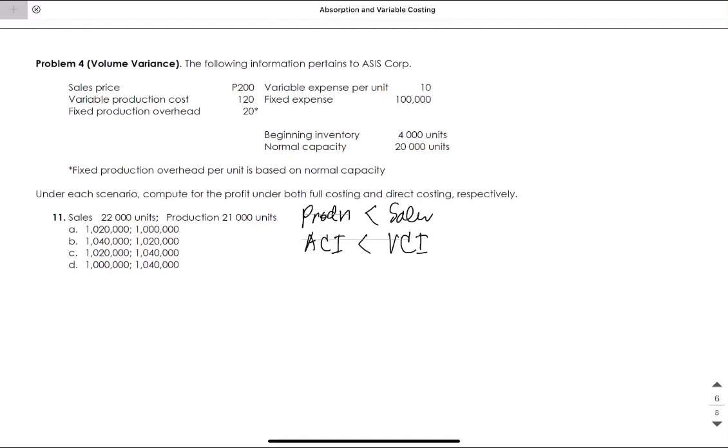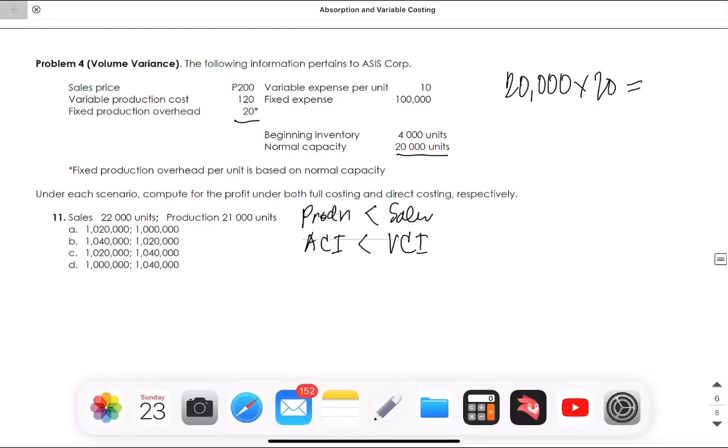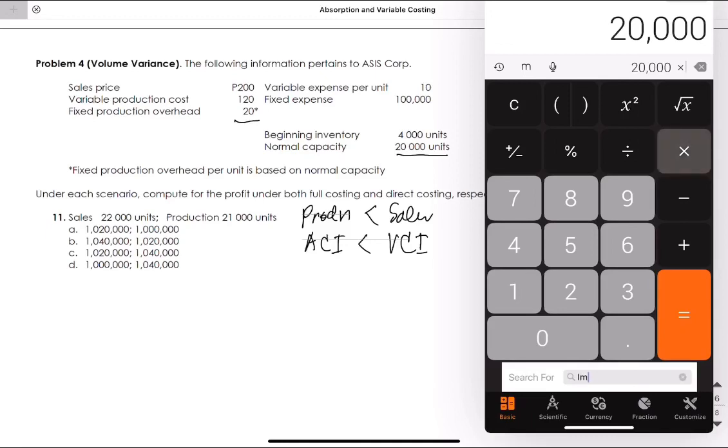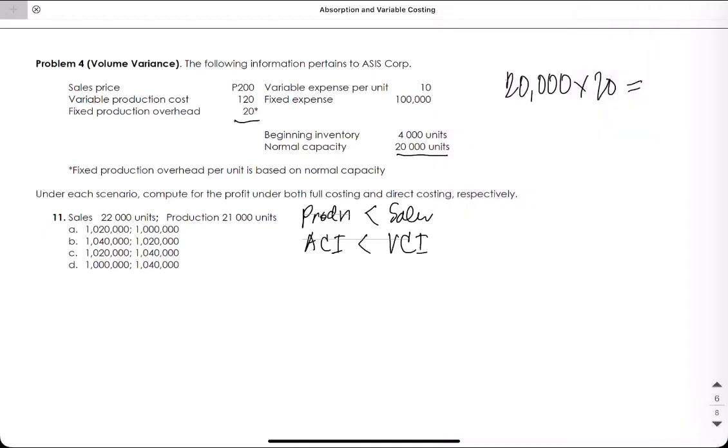Okay, anyway, so how do we incorporate the volume variance? So let's talk about the volume variance. Since our fixed production overhead is based on normal capacity, our budgeted fixed production overhead, when we compute for this, 20,000 times 20, this is how much? 400,000. Okay, so we have 400,000. So this 400,000 is actually your budgeted fixed production overhead.